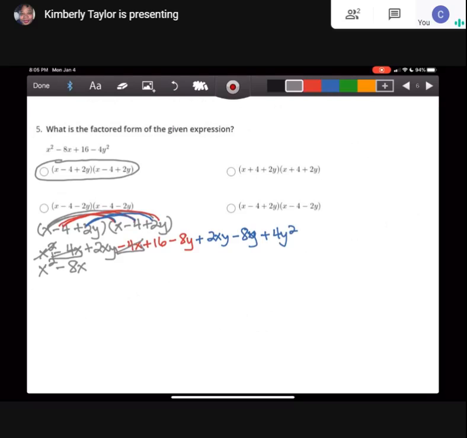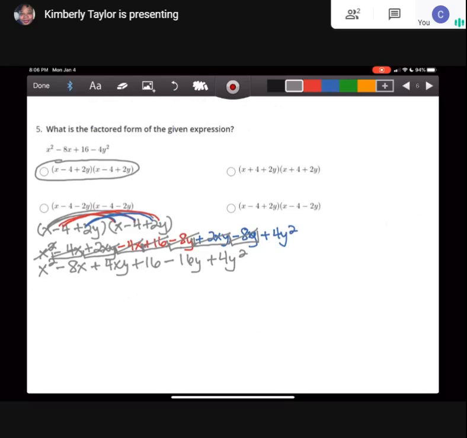Now let's look for all the xy. So I got a plus 2xy and another plus 2xy. So together that's going to get me plus 4xy. Cross that out. Now you have 16. I have a 16, which is a constant. Do I have any other constants? I don't. So I can say plus 16. Cross that out. Now I'm at negative 8y. I have negative 8y, and here's another negative 8y. That's minus 16y. Cross that out. And then you have plus 4y squared.